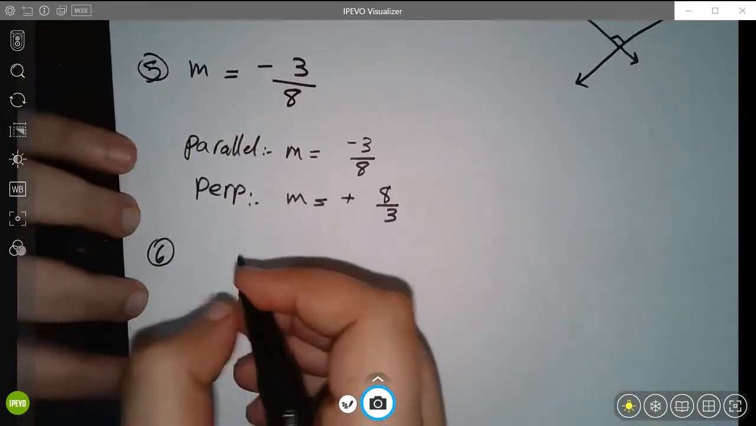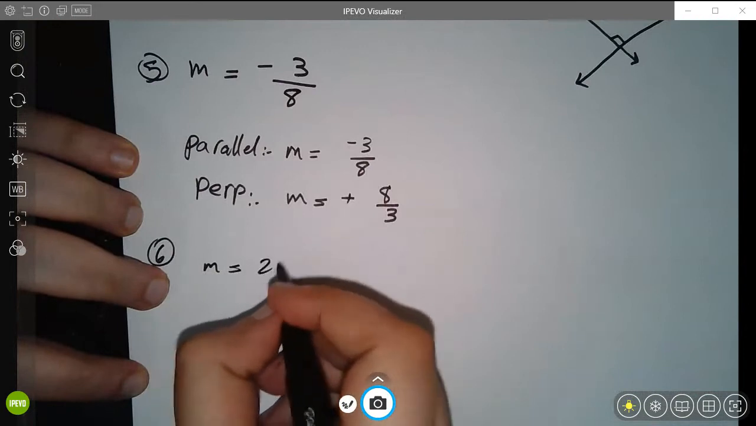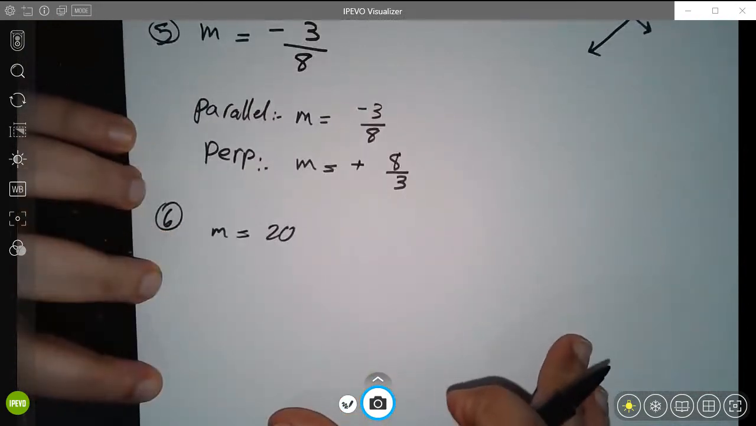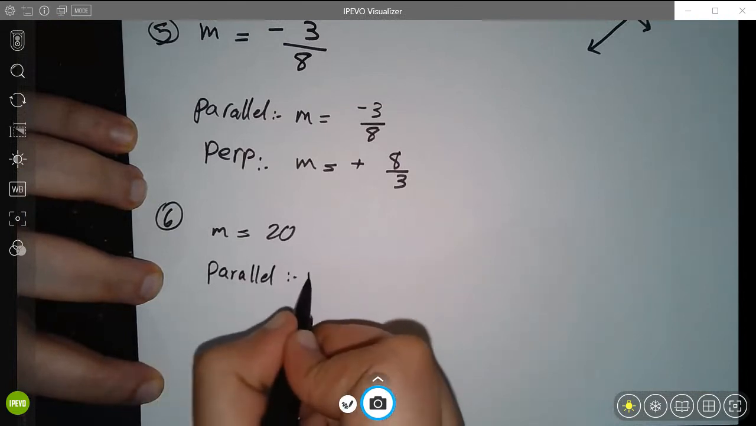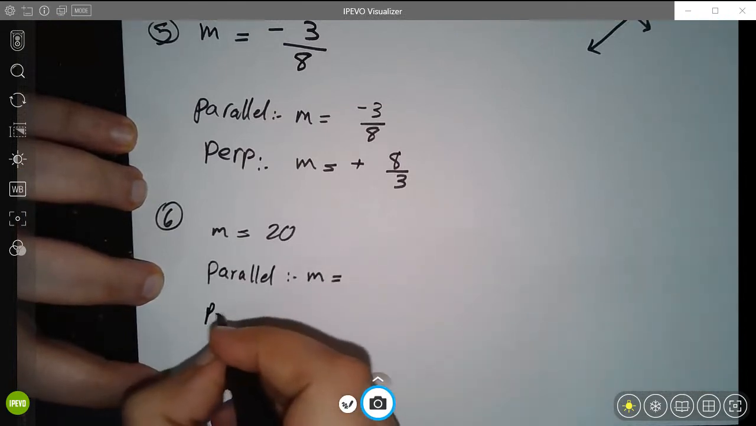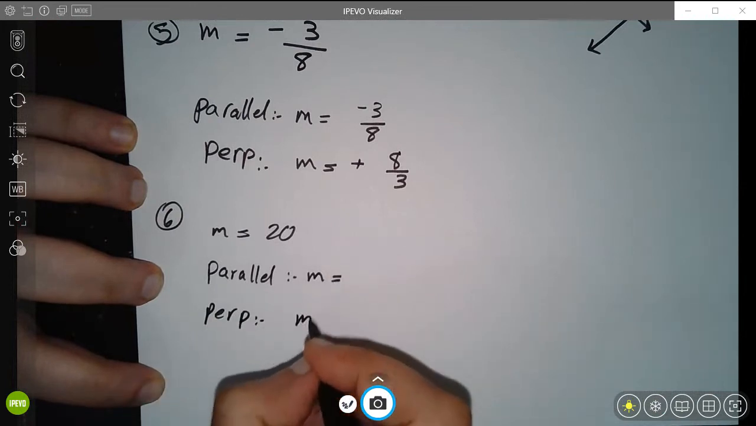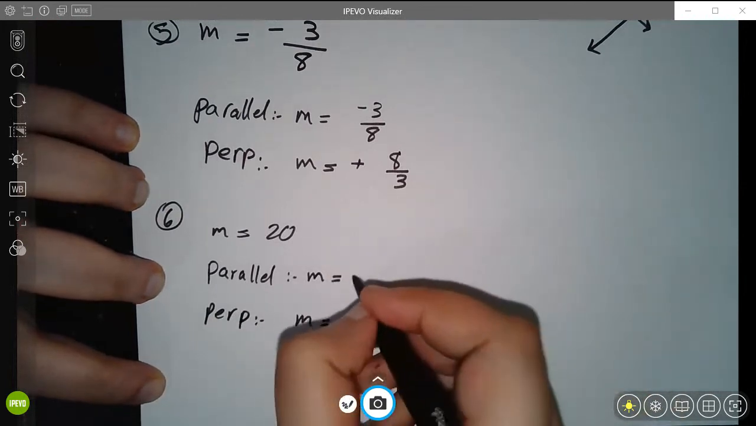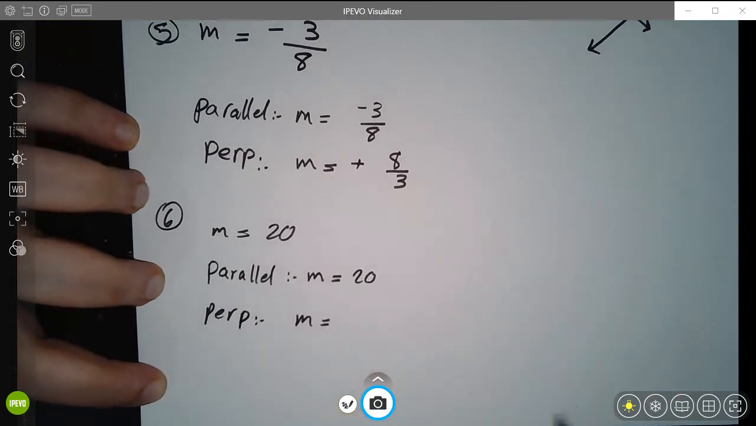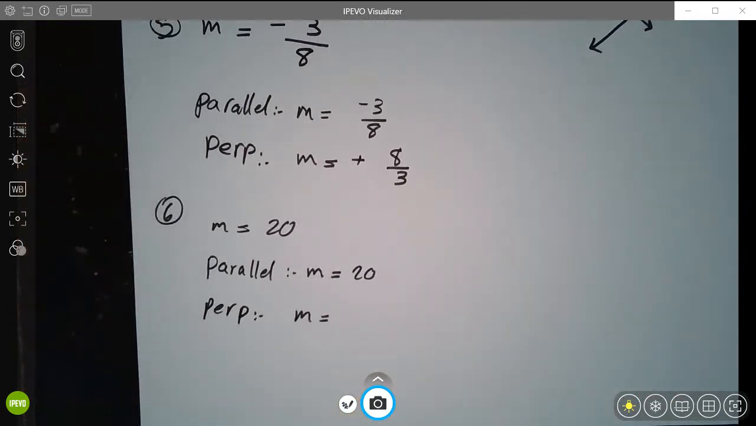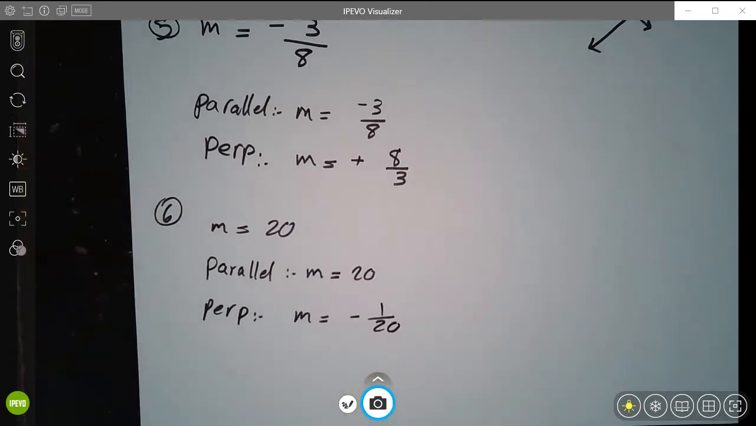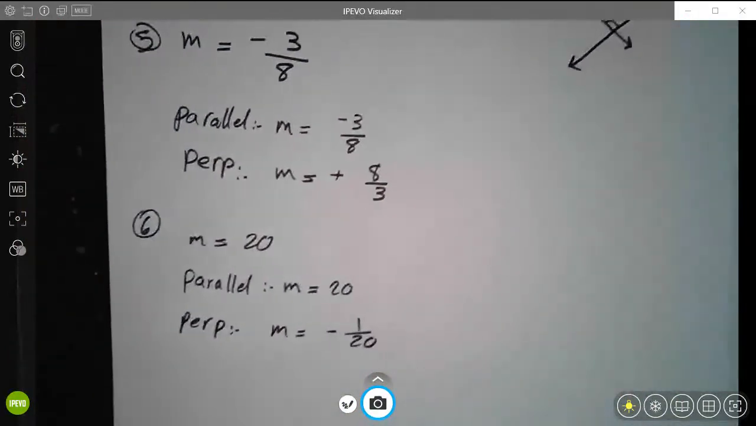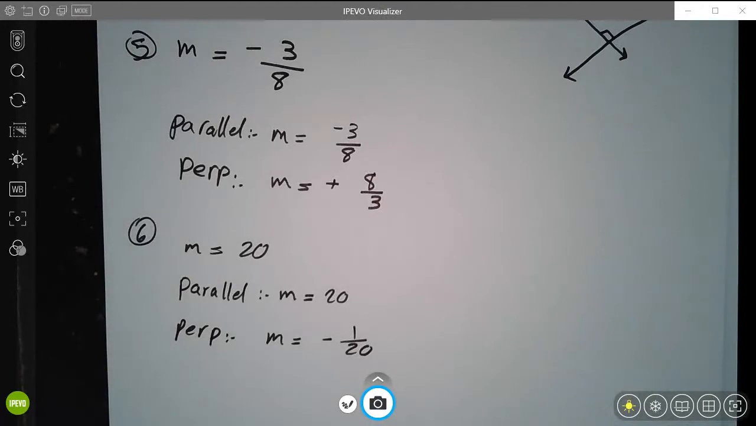Okay, one more. How about number 6? The slope is 20. Now, parallel. What is the slope now? It's 20. Exactly the same. Nothing changes. What about the perpendicular one? It's going to be negative 1 over 20. Is everybody following this? Okay.